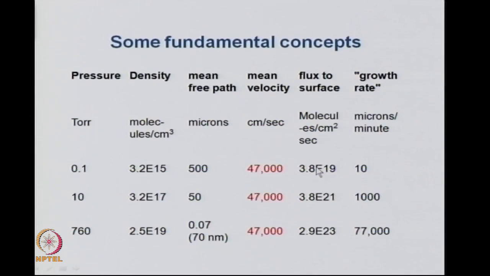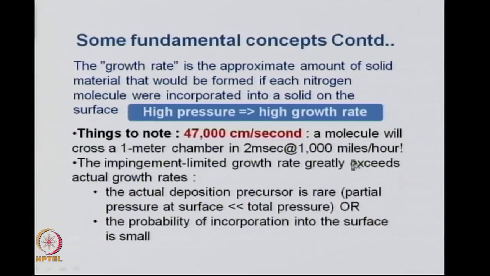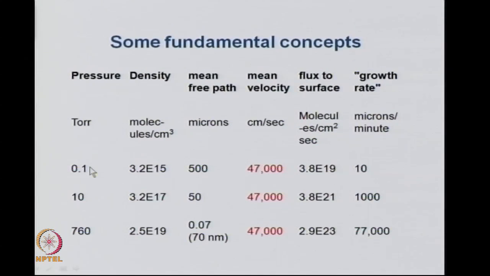The number of molecules falling on a surface per unit time here is much less than here, and you see the growth rate, how much thickness the film grows per minute, where the thickness is in microns. So, how many microns per minute the film grows can be compared under these three conditions. At 0.1 torr of pressure, you have a 10 micron thick film growing per minute. If you increase the pressure to 10 torr, this thickness goes up to 1000 microns per minute, and at atmospheric pressure it is an enormous number of 77,000 microns per minute.